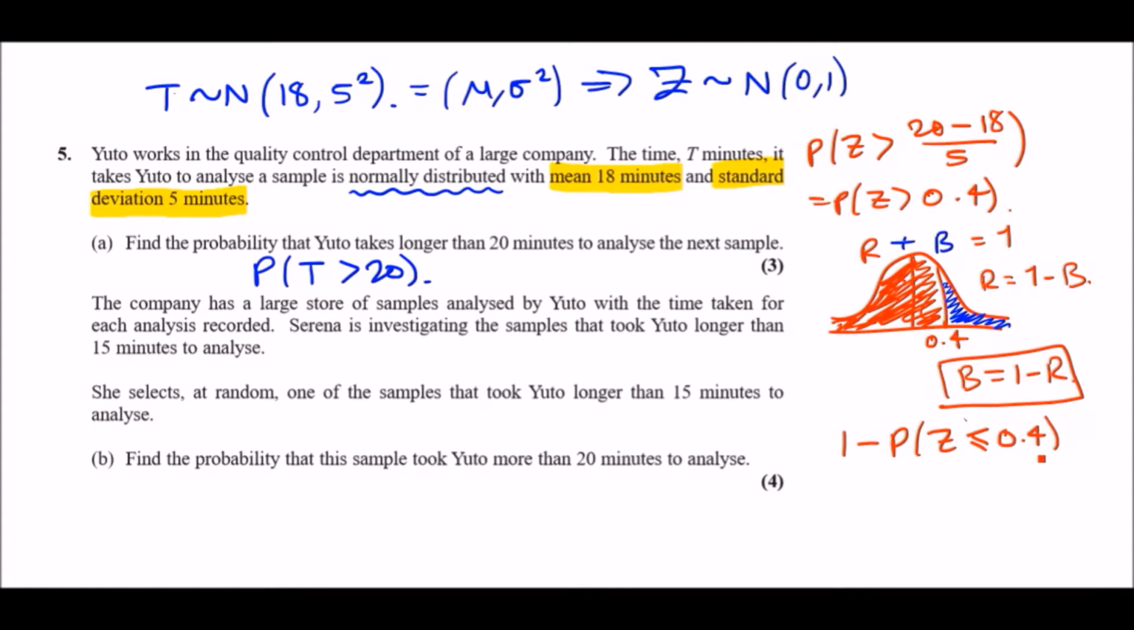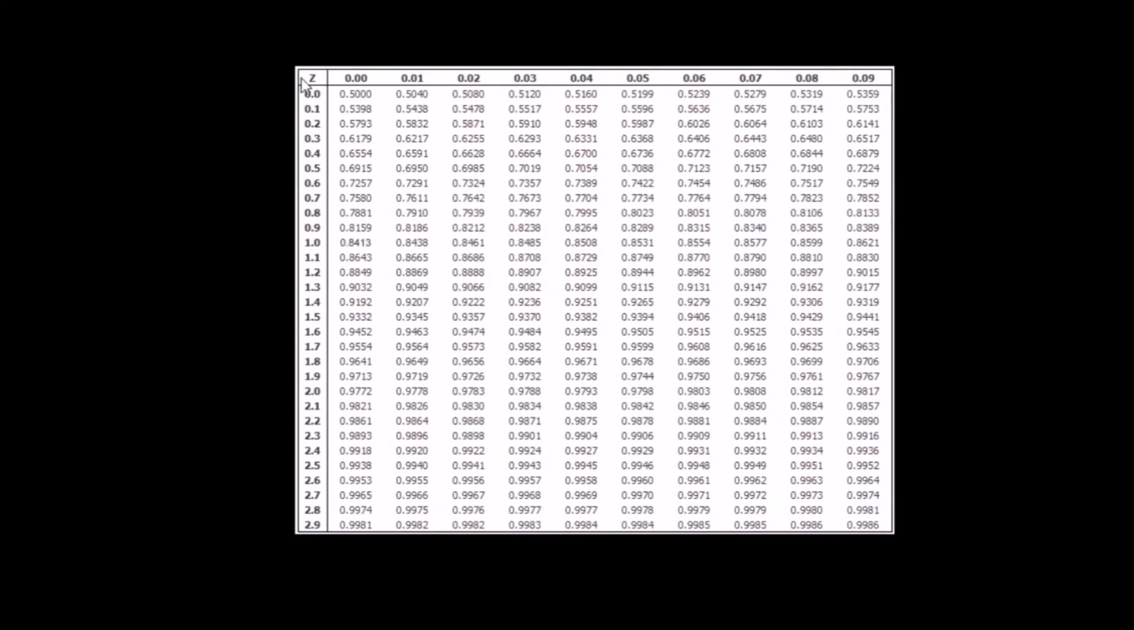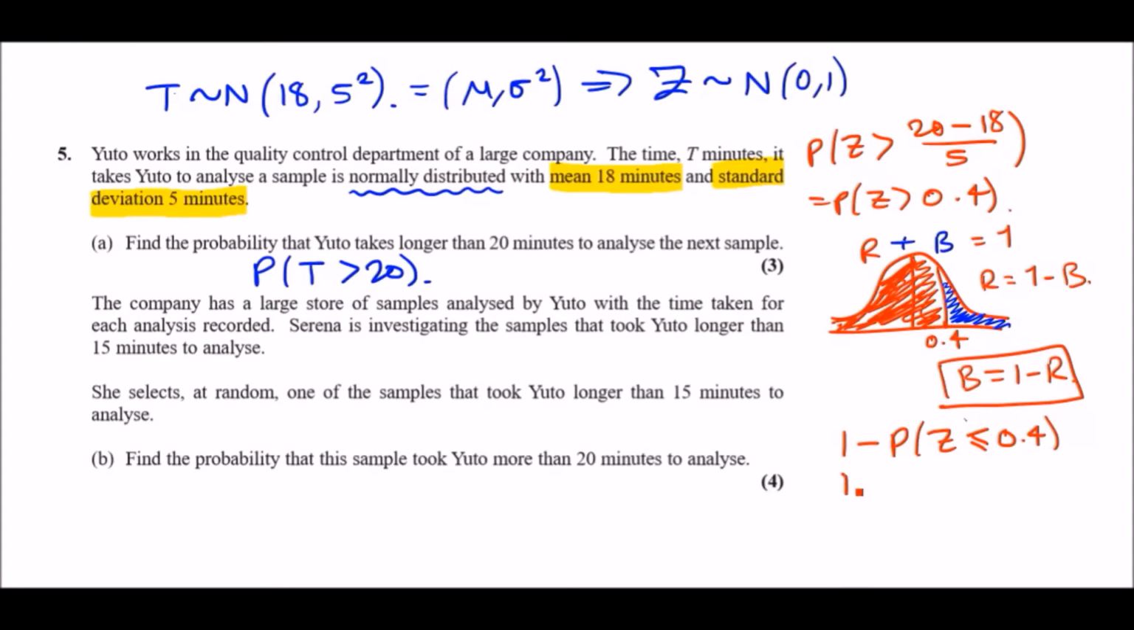Okay, so that's the main point. Now all we do is look at the table for 0.4. So I'm going to open it up now. Where's 0.4? So here's 0.4, so it's 0.40, and that's it. So you get 0.6554. So it'll be 1 minus 0.6554. Yeah, and that should give you 0.3446.